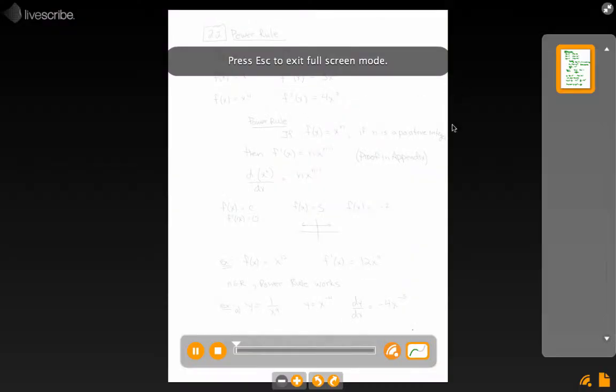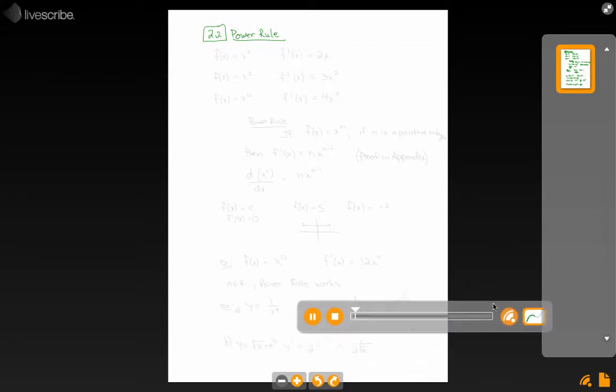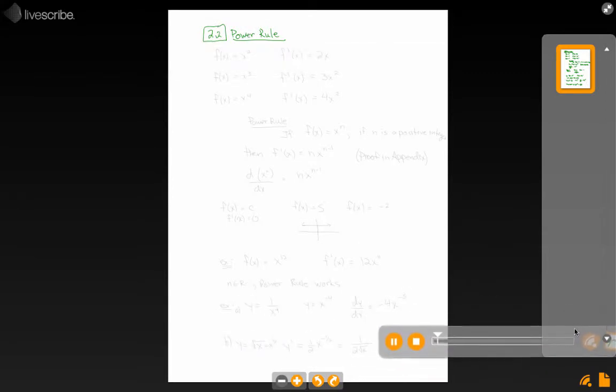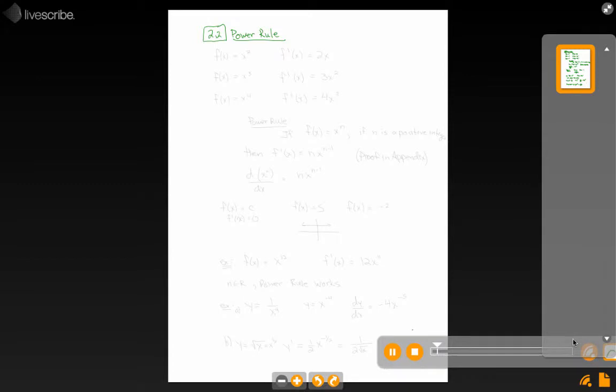This example comes out of section 2.2, the power rule. As we went through some of the examples in 2.1, first principles, and we started finding some derivatives, one of the first ones we found was that the derivative of f(x) = x² was 2x. And I won't rehash all the limit as h goes to 0 business right here.